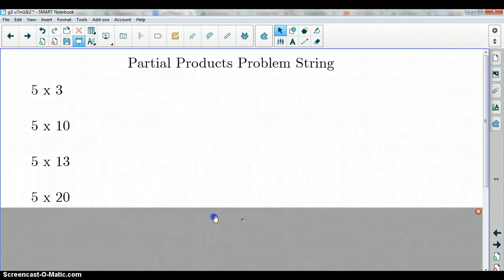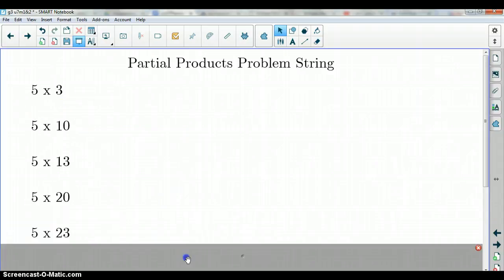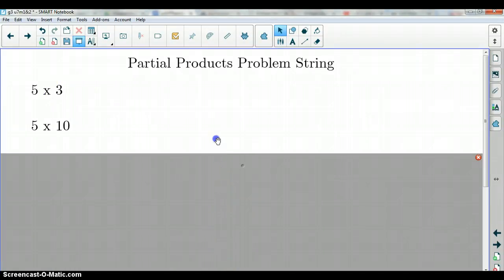And then you go to 5 times 20. How can we do 5 times 20 from what we have up here? By using this 5 times 10 and doubling it. And then you go to 5 times 23. And 5 times 23 we could get by using this one and using the top one up here. So it's all about those partial products.